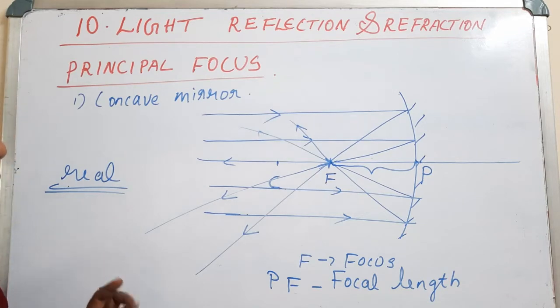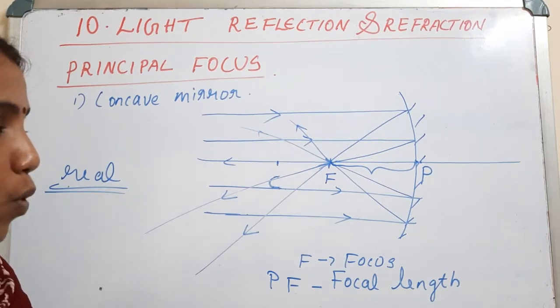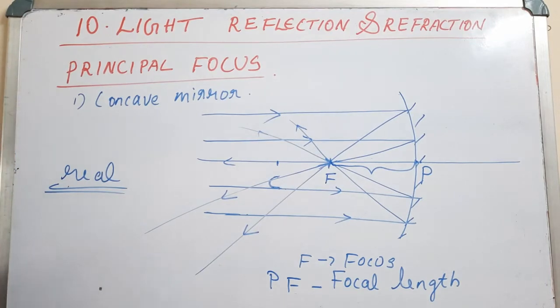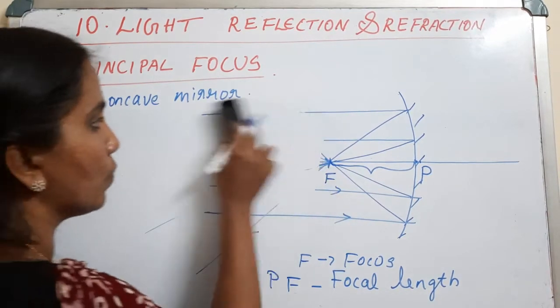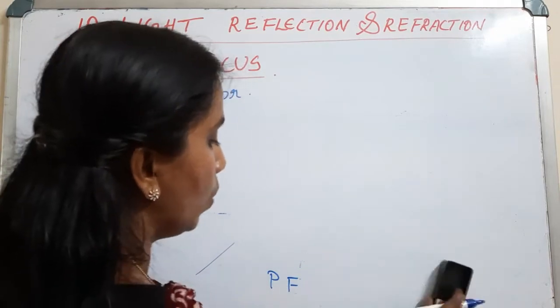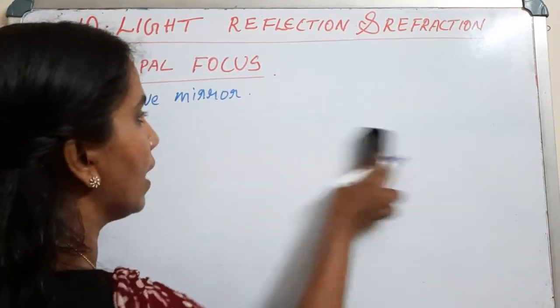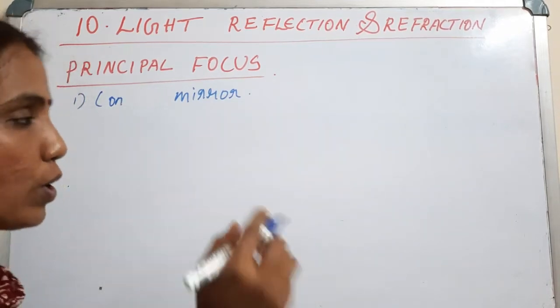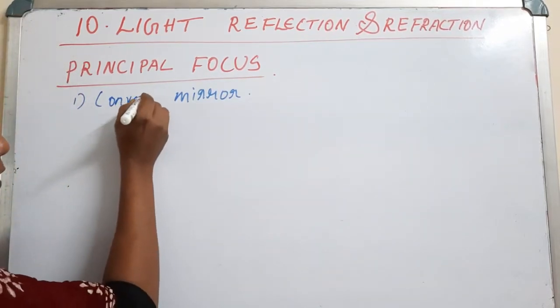Okay, so that is about the focus and focal length of the concave mirror. Now we will discuss the case of a convex mirror. You know the difference between concave mirror and a convex mirror. Now we are going to discuss the principal focus of a convex mirror.